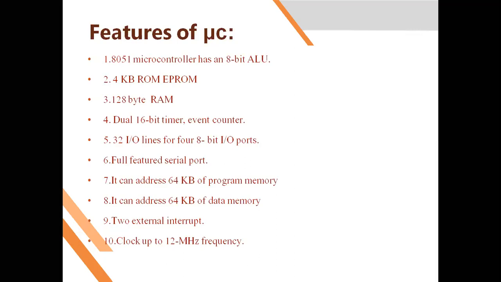So here we can say, see the 5th feature, there are 32 IO lines and these 32 IO lines are divided into the 4 parts, 4 ports, which are called IO ports. Each port is 8 bits long. Okay, now which are these ports? Port 0, port 1, port 2 and port 3.